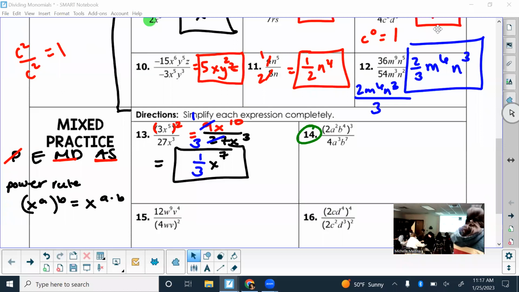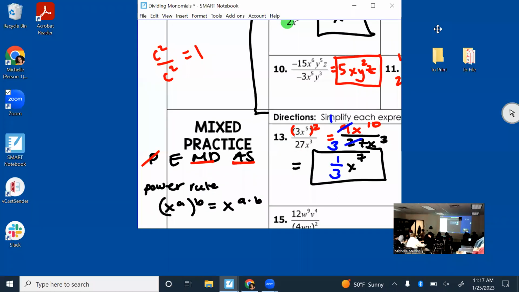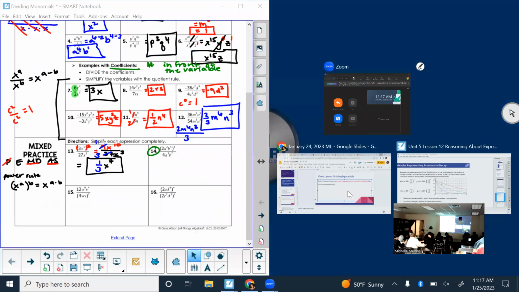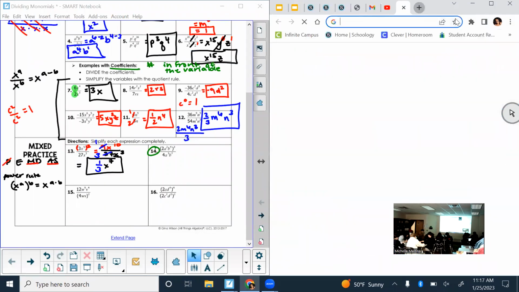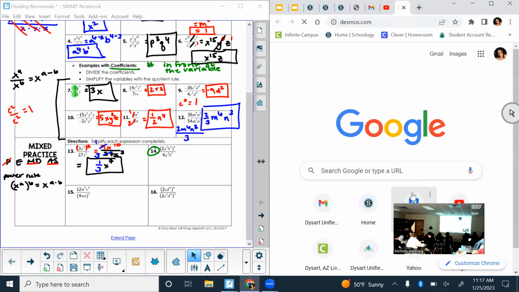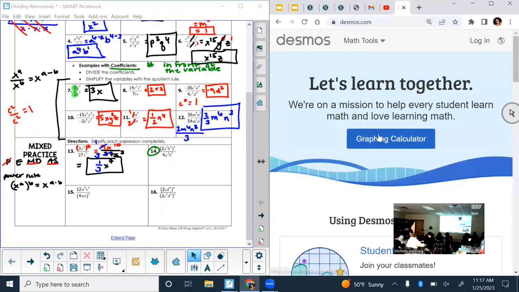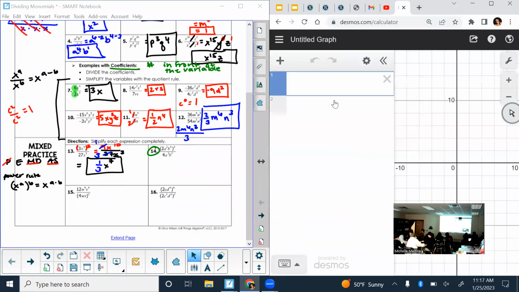So the calculator could really only help you with your coefficients, or the adding or multiplying, whatever you need to do. But if you tried putting in x to the 10 over x to the cubed, it won't tell you anything really. So don't rely on it.